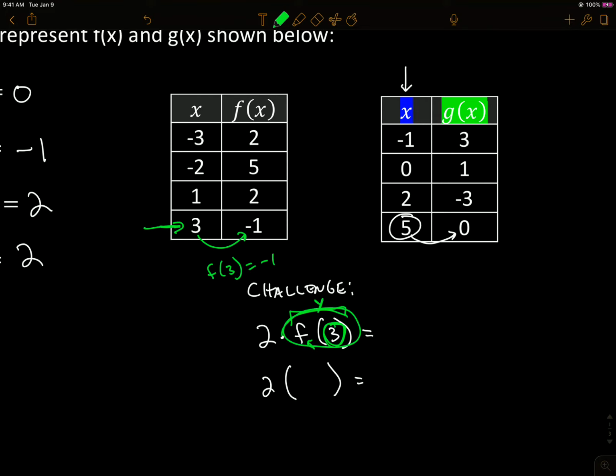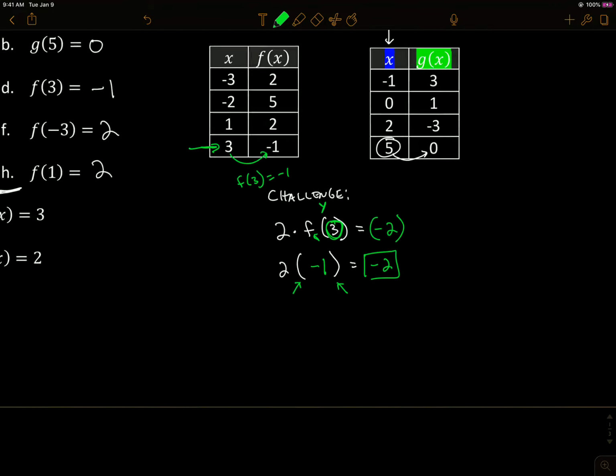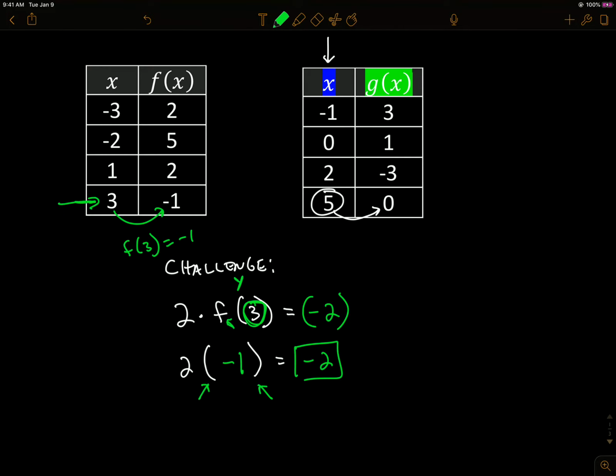So since this y, remember that represents y, is equal to -1, I can place a -1 in its place. And now I'm doing 2 times -1. Now here is where parentheses means multiplication, because I don't have a letter f or a g in front. So this actually does mean 2 times -1. We get -2. So 2 times f of 3 is equal to -2. I'm going to make a couple more of these and see if you can do them. You can pause the video. I'm going to make a couple, write them down, and then pause the video.